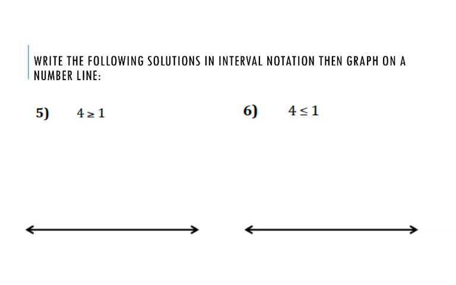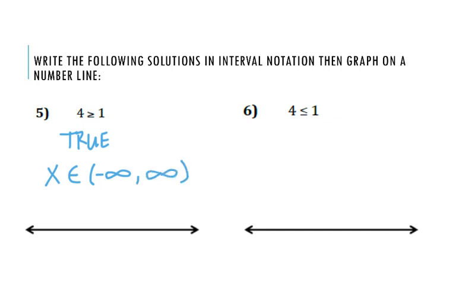Number 5, 4 is greater than or equal to 1. Well, 4 is not equal to 1, but 4 is greater than 1. So this statement is true. And since it's a true statement, we know that our solution is all real numbers. And so to write this in interval notation, we write that x, or a variable, it could be any variable here, is an element from negative infinity to positive infinity.